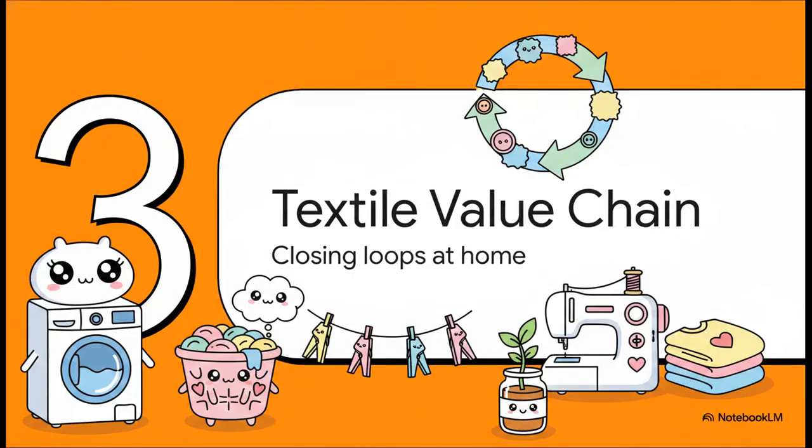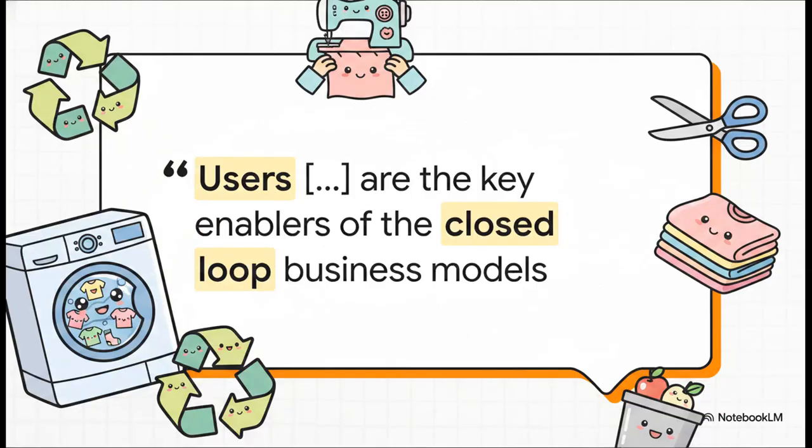Section 3, the textile value chain. Now, this whole circular ecosystem concept isn't just for massive industrial parks. It's actually relevant to something you interact with every single day, your clothes. As researchers Fontel and Hakela perfectly point out, users are the key enablers of closed-loop business models. That means you, the everyday consumer, hold the ultimate power here.